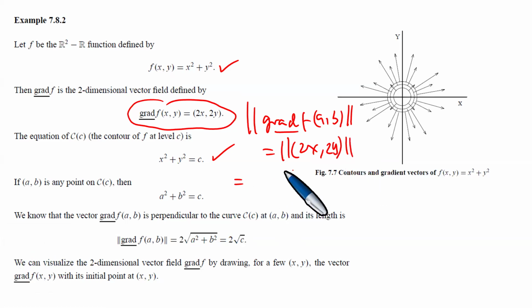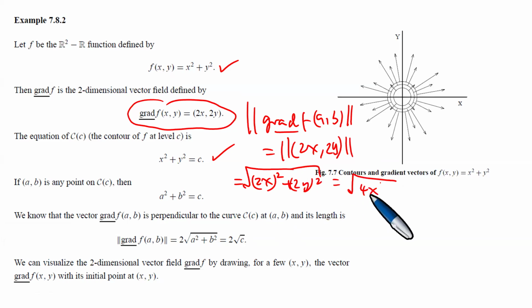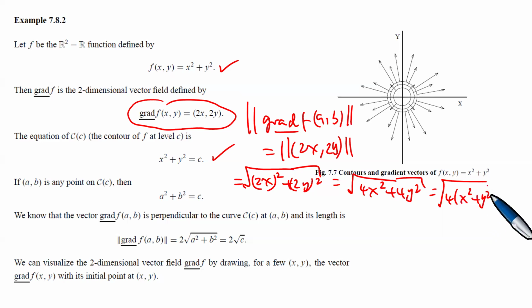What is this length? 2x squared, 2y squared, which is 4x squared, 4y squared. x squared plus y squared. Okay, which is exactly this.